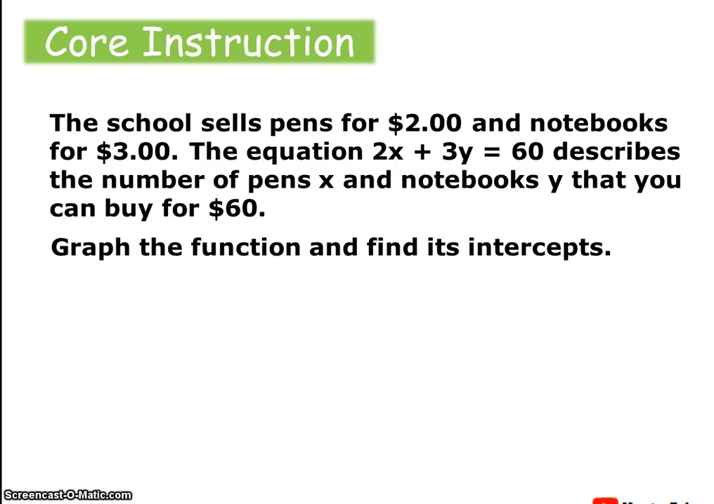Check out another one. The school sells pens for $2 and notebooks for $3. The equation 2x + 3y = 60 describes the number of pens, x, and notebooks, y, that you can buy for $60. Graph the function and find its intercepts.